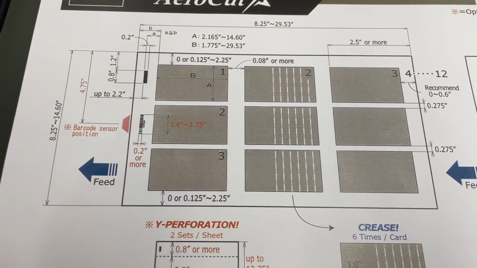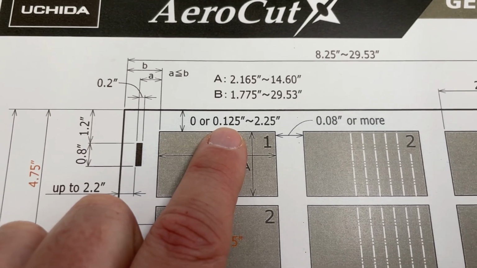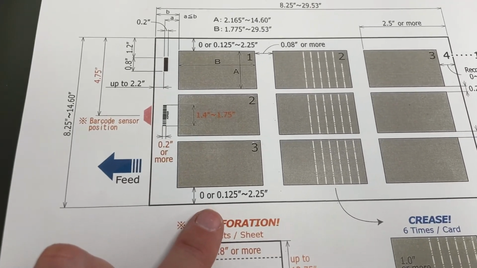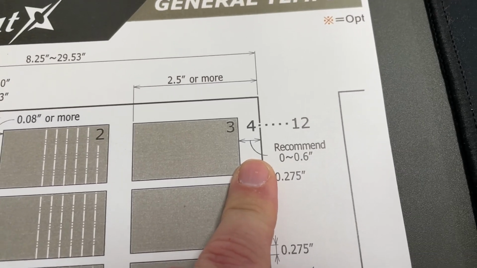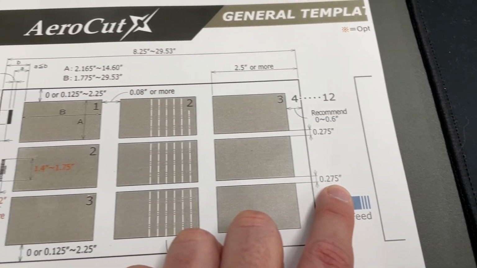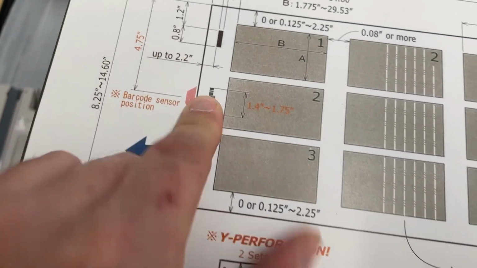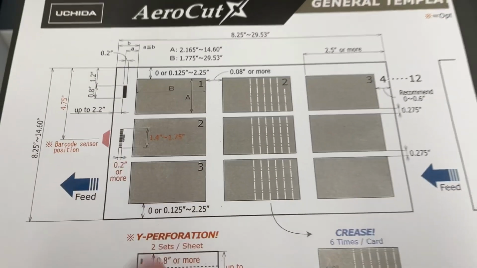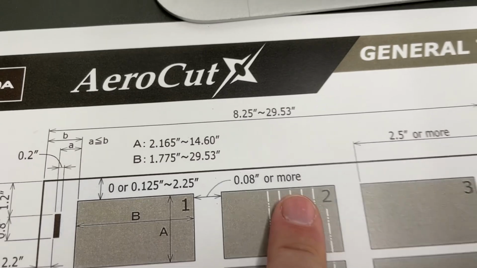Now this right here does show you some parameters that you kind of have to stick by. So you can see right here, this top margin, you can be between 0.125 inches and 2.25 inches, or it could be 0. Same thing down here. The trailing edge, they recommend 0 to 0.6 inches. So a smidge over half an inch there. The gutters need to be 0.275. The front edge, let's see, up to 2.2 inches on the front edge. So we kind of have to keep all of those things in mind. In between here, it has to be 0.08 inches or more.